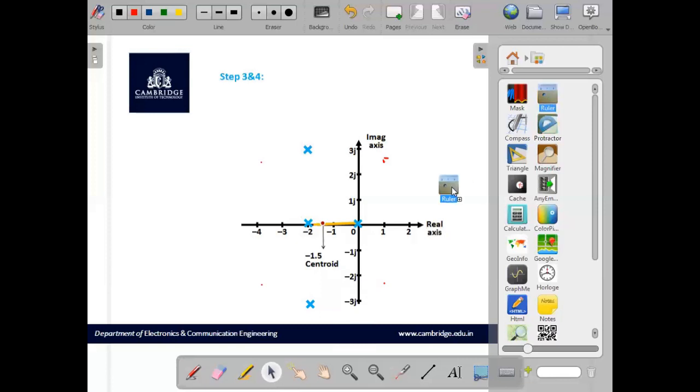Now let me take the ruler. First let me mark for 45 degree, that is the first angle of asymptotes, having the centroid as the center of the asymptotes. So the centroid acts as the center of this asymptote, and let us join the lines with respect to theta 1 at 45 degree. That is the angle of the first asymptote. Marked in dotted lines, I have joined the line from the centroid towards the first angle of asymptote exactly at 45 degree.